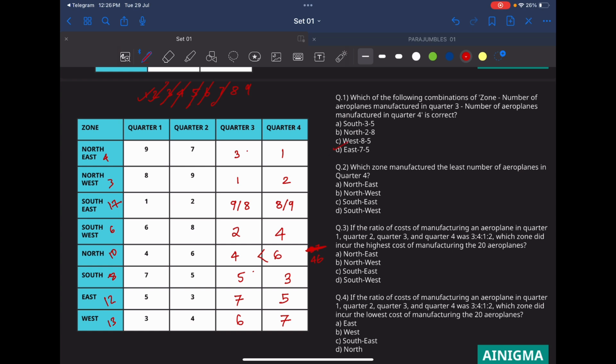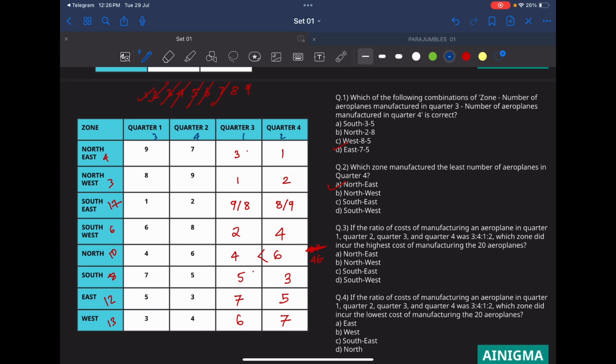Then we have: which zone manufactured the least number of aeroplanes in quarter 4? So quarter 4, the least number of aeroplanes being manufactured is by Northeast. So Northeast is the correct answer to this. Then we have the ratio of cost of manufacturing an aeroplane in quarter 1, 2, 3 and 4 is 3:4:1:2. This is the price.